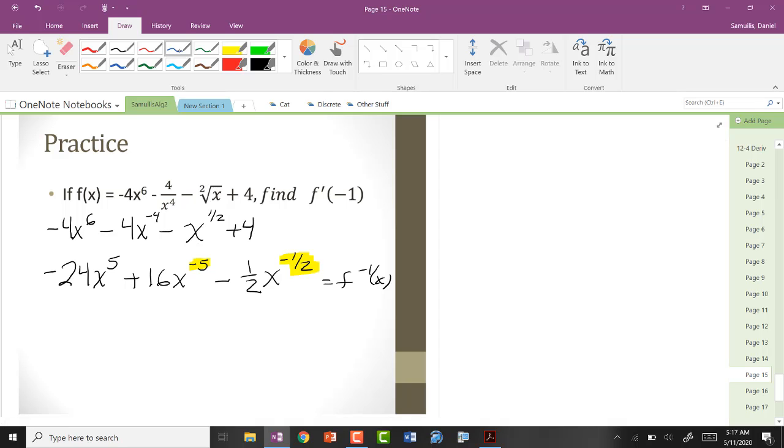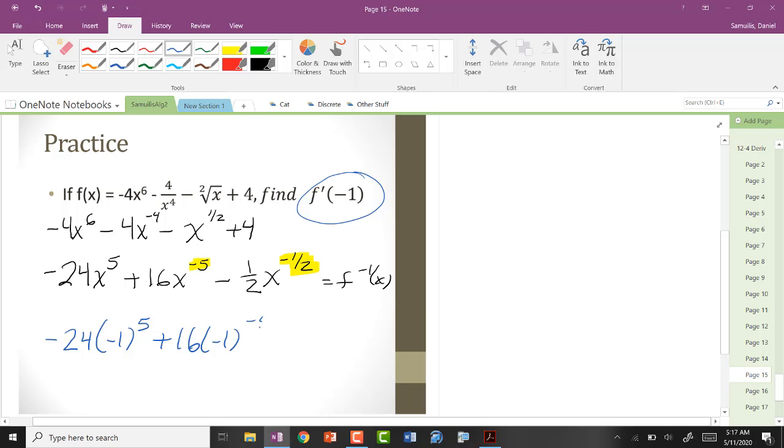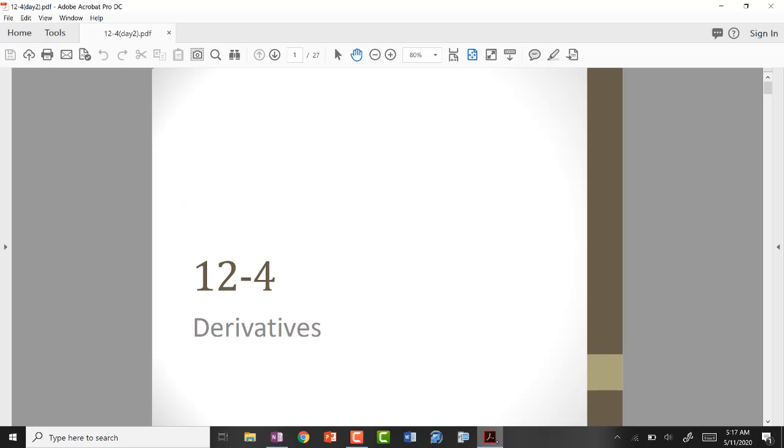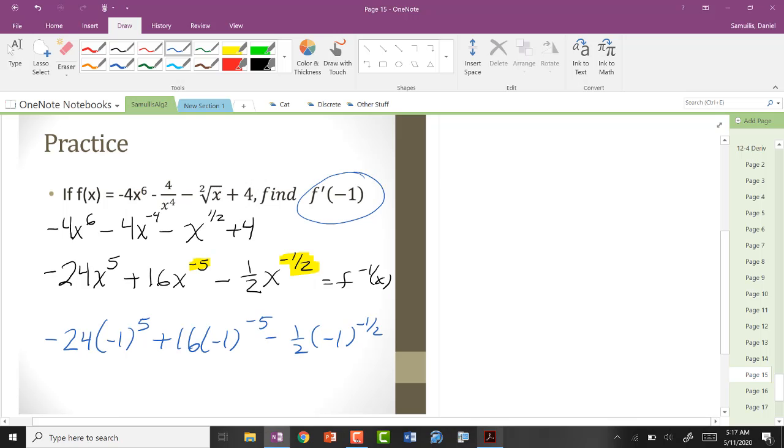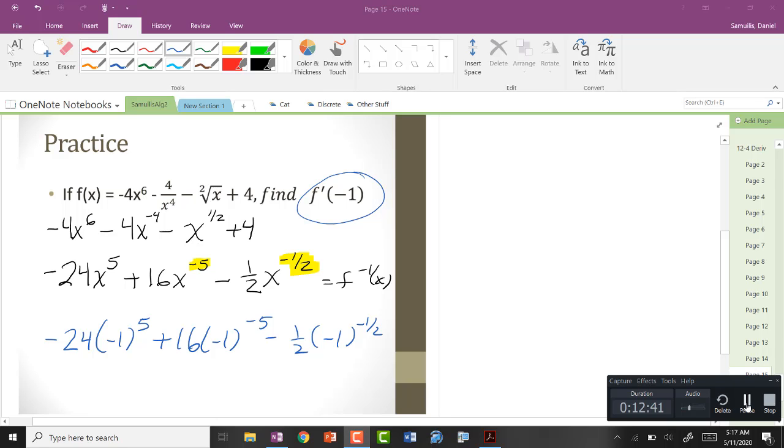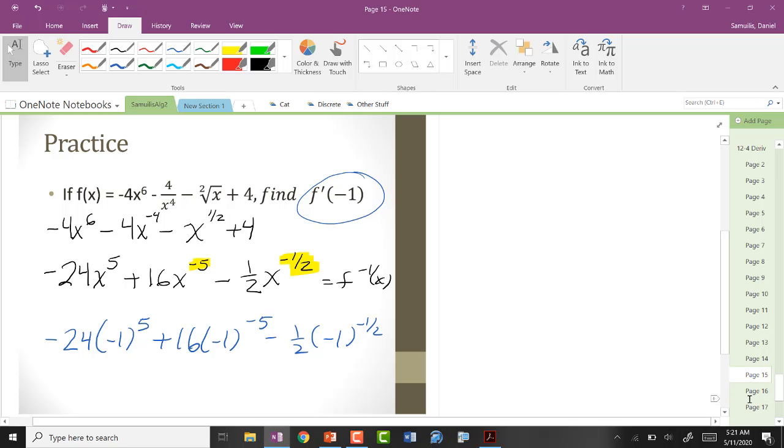Now I don't need to simplify. I'm just trying to find the slope at negative 1. So at that point, we can plug in a negative 1 into this: 5th plus 16, negative 1 to the negative 5 minus 1/2, negative 1 to the negative 1/2, and calculate that. Okay, I'm going to use my calculator, so I'll be back in a moment.